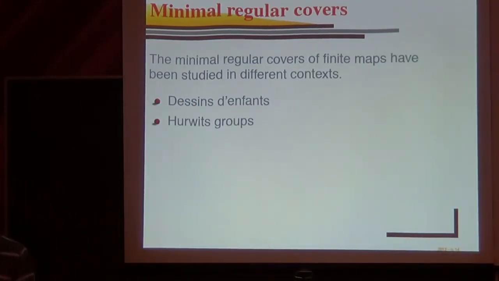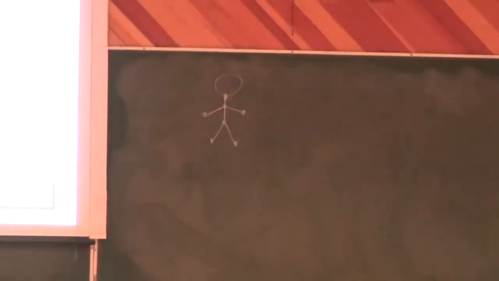Also, Hurwitz groups are particularly interesting for people in algebra, people in geometry, and several fields, and they are related to maps, regular maps with triangles, 7 around every vertex. So these things all have to do with minimal regular covers.